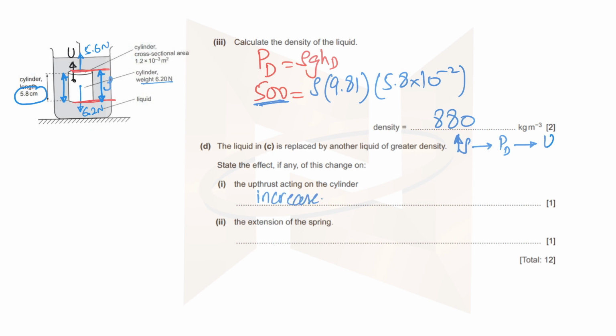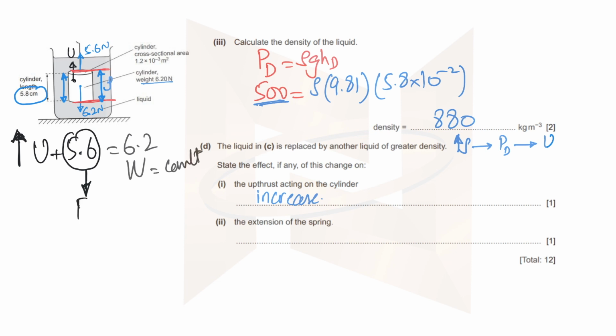Now, if your upthrust will increase, which means this force has become more, do you still need this force to be 5.6? No, you don't, because upthrust plus 5.6 equals 6.2, which is the weight, isn't it? So if your upthrust increases, you would want this force to decrease because the weight is constant. Now, if this force in the spring decreases, what will happen to the extension in the spring? Force is proportional to extension. If the force in the spring decreases, the extension will also decrease. So this is going to decrease.